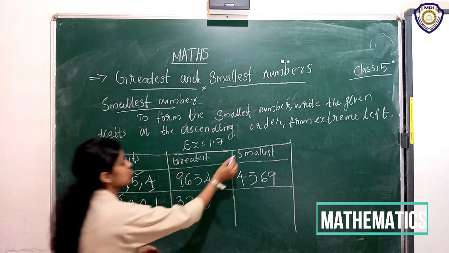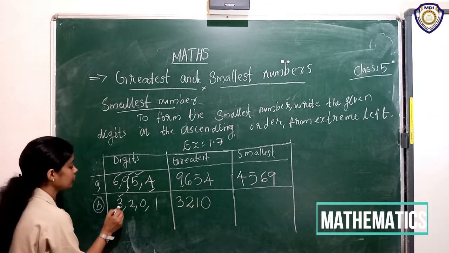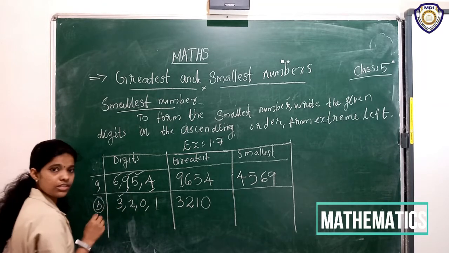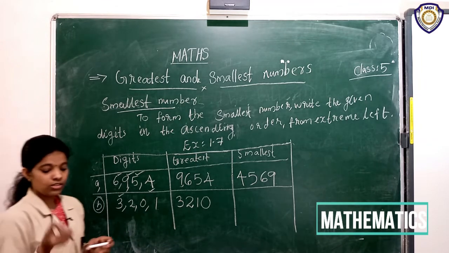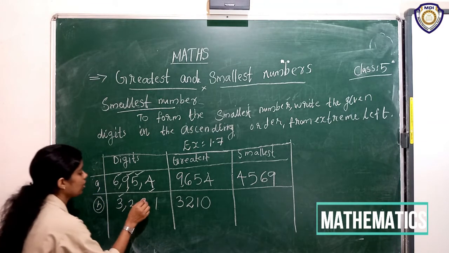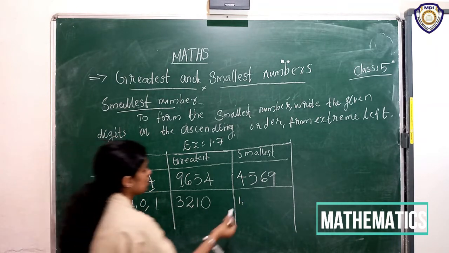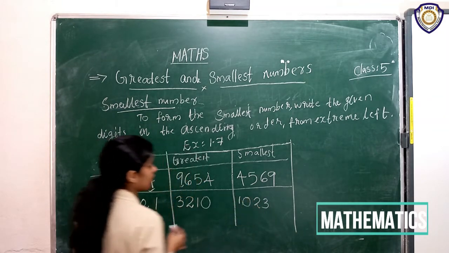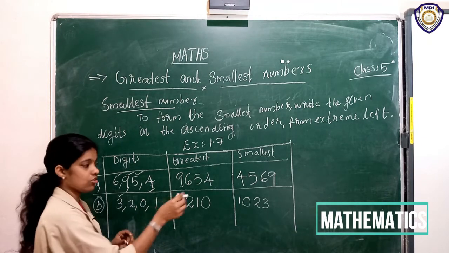Okay. Form the smallest number. Listen here. 3201 is not the smallest. 0 is the smallest digit, but the smallest 4-digit number formed cannot start with 0. Okay. Then take the number 1, then 0, then 2 and 3. 1023 is the answer.